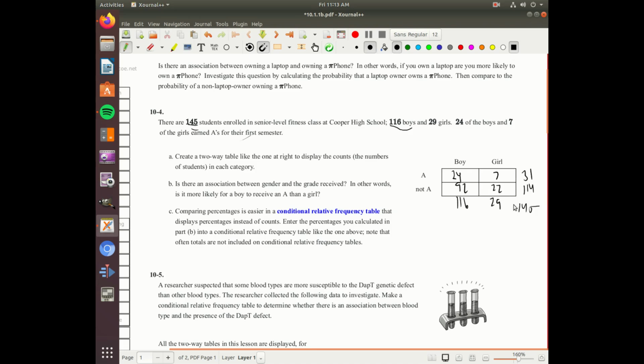Again, I would strongly encourage you, add up your columns, make sure they add up, add up your rows, make sure they add up. That way you don't get screwed up doing those things backwards. So there's our two-way table. Is there an association between gender and grade received? In other words, is it more likely for a boy to receive an A than a girl?